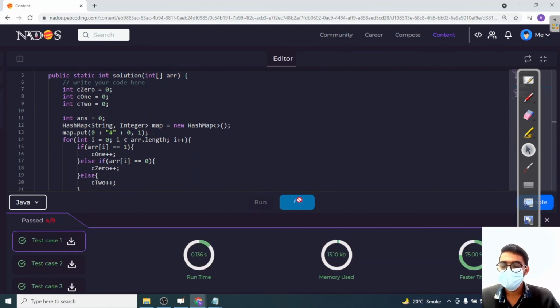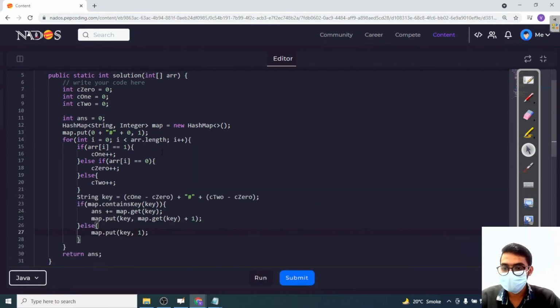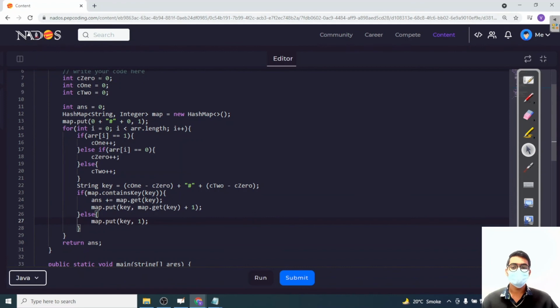So it passes all the test cases. So let's say first we are taking the count of zeros, ones and twos as 0. After that we are initializing our answer as 0. In the answer we are calculating our count, how many times the subarray appears. Okay, so we are putting the initial key value, that is 0 sharp 0. After that we are traversing over the loop, that is i is 0, i is less than array dot length and i plus plus.